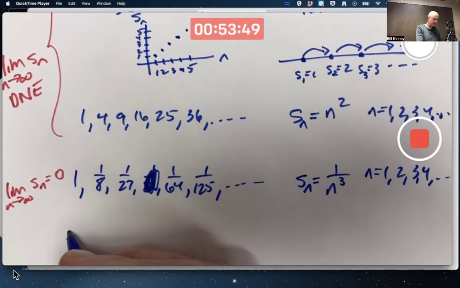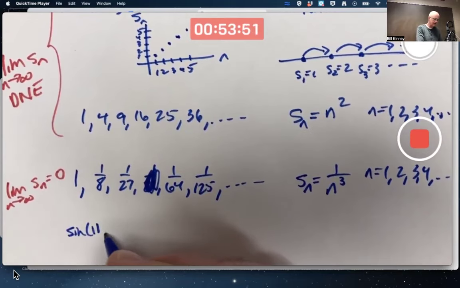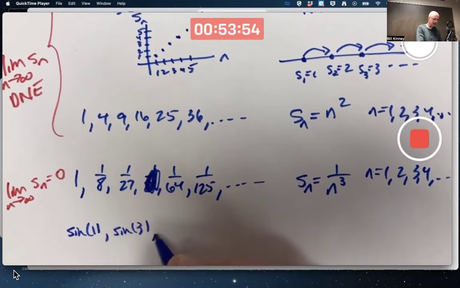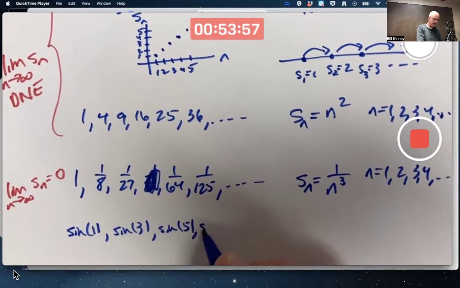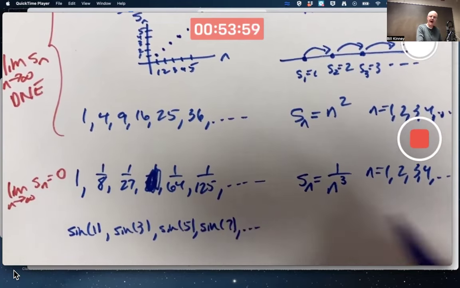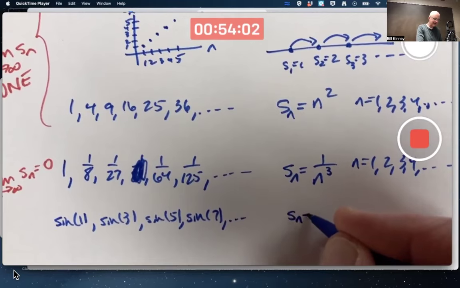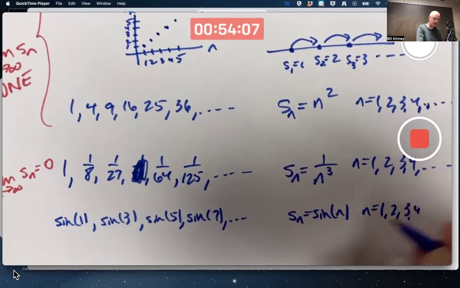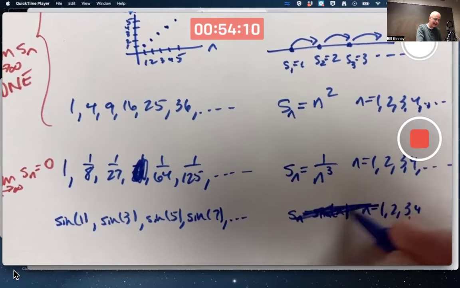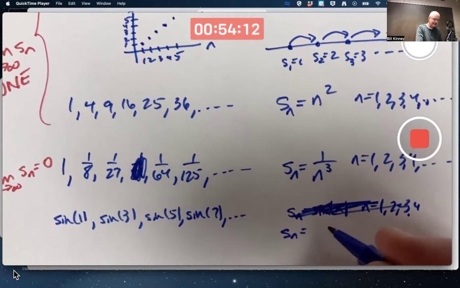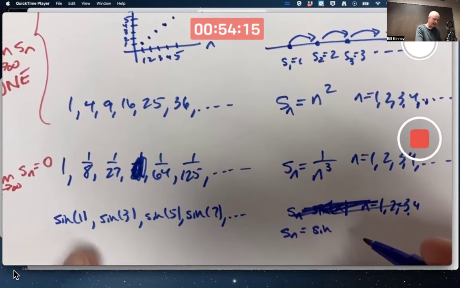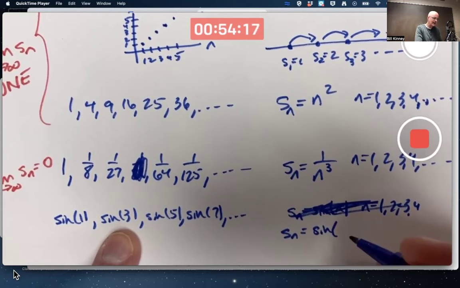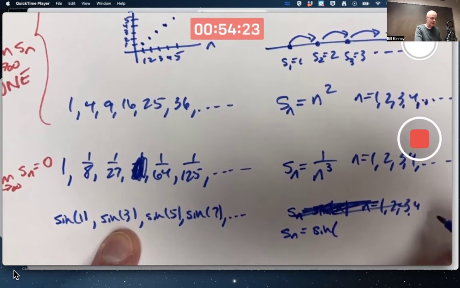Strange example. Sine of 1, sine of 3, sine of 5, sine of 7, etc. The pattern is clear. Sn equals sine of n for n equals 1, 2, 3, 4, etc. Oh, no, I wrote that wrong, sorry. Sn is sine of, careful, these are odd inputs. I want n to range through all positive integers, 1, 2, 3, 4, etc. But I want the inputs for the sine to be odd numbers.